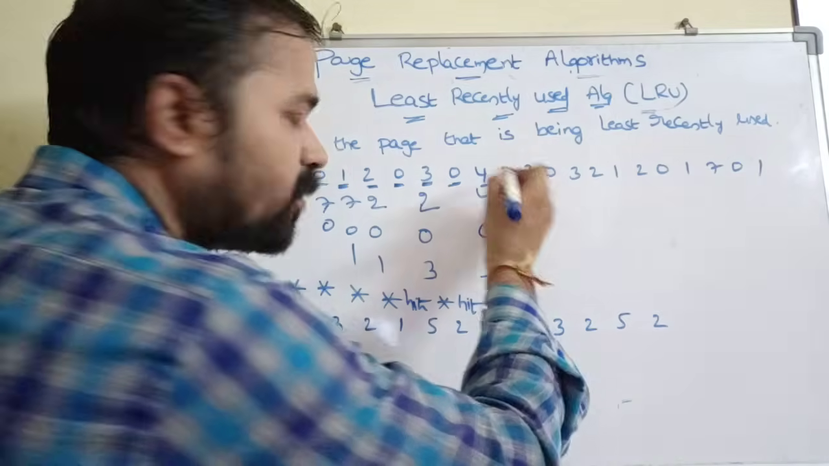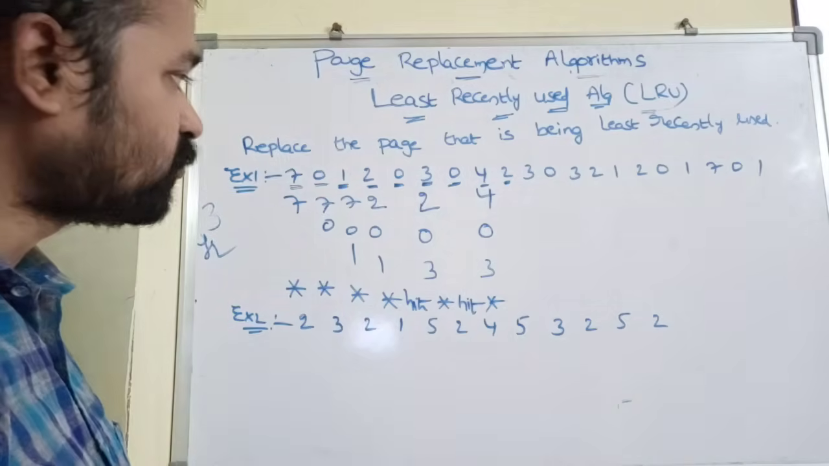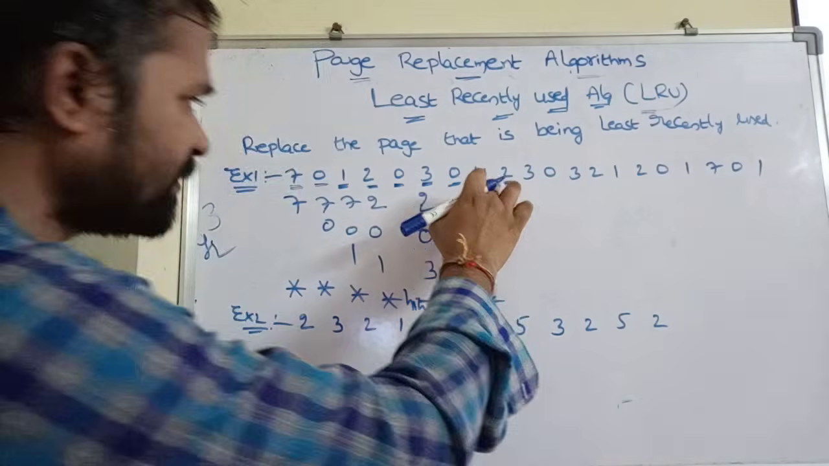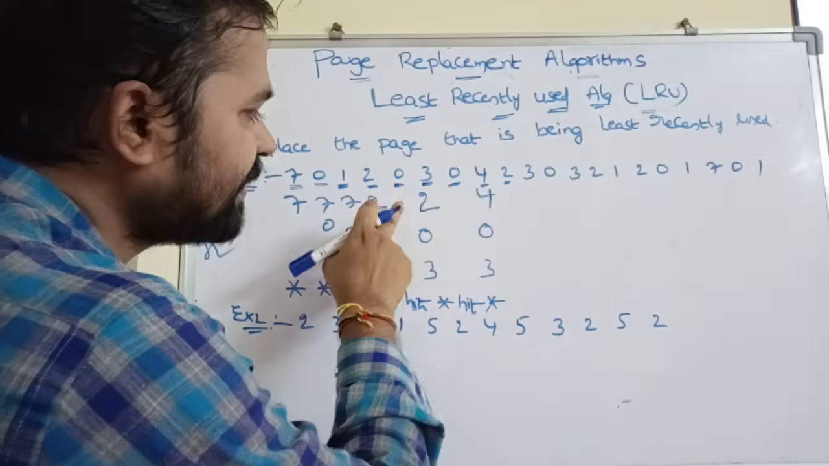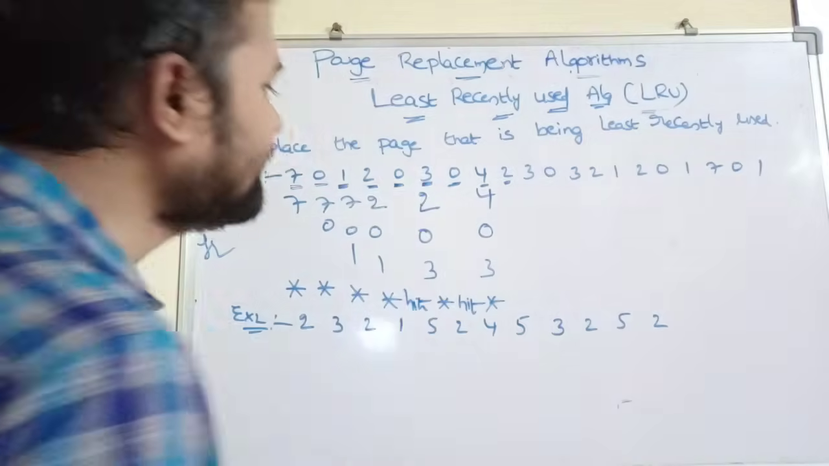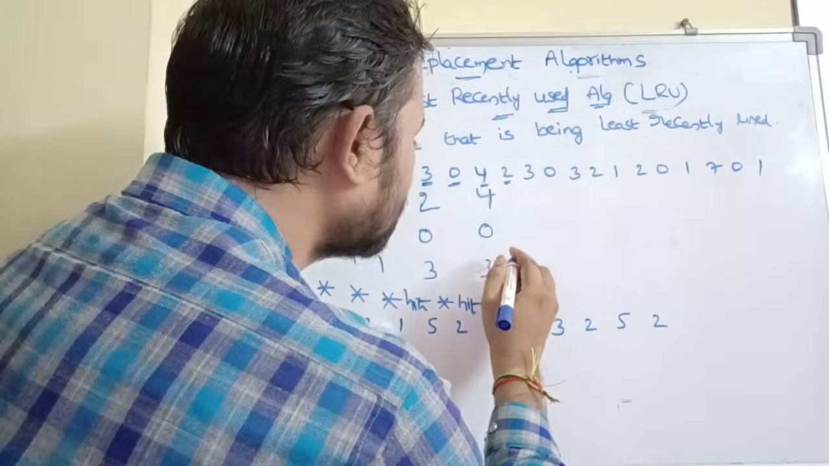Next 2, not present in the main memory. So which page we have to replace? Out of 4, 0, 3, 4 is the most recently used page. Next we have 0. Next we have 3. So which is the least recently used page here? 3 is the least recently used page here. So in place of 3 we will get 2.